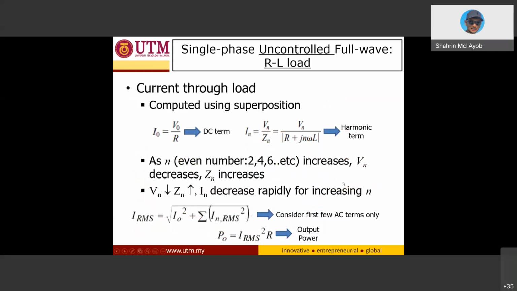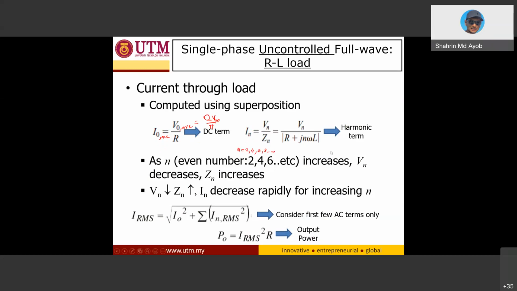From there, you can compute the current. The average output current, I out average, is obtained using V out average, which is 2Vm over pi, divided by R. And In refers to the harmonic current, where n starts from 2, 4, 6, 8, and so on.